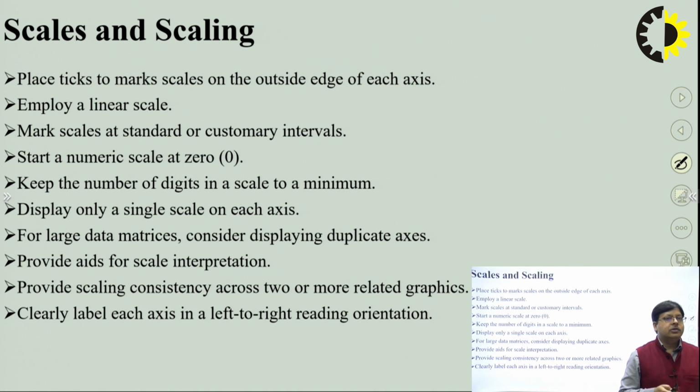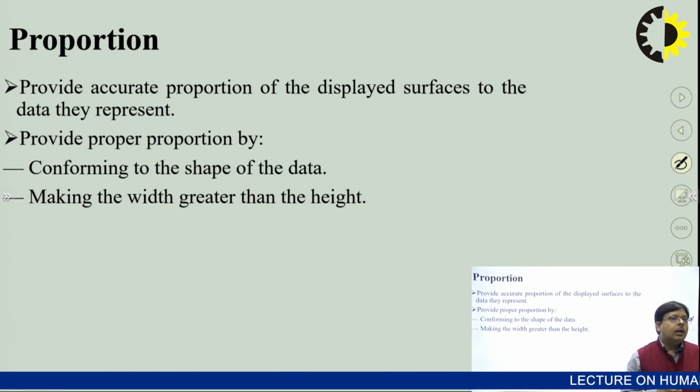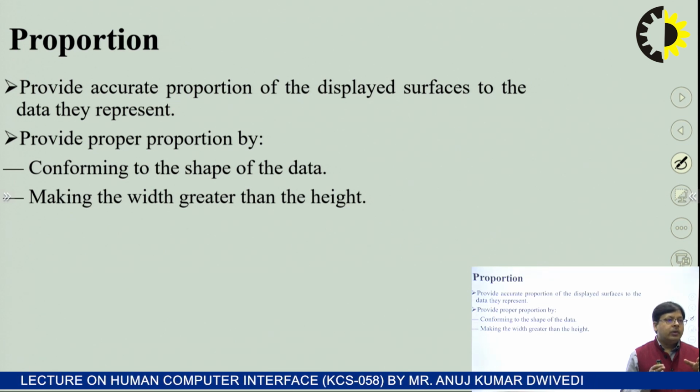Now, how to use scale and scaling, and how to select proportion in the data. Provide accurate proportion of the displayed surface to the data they represent. Provide proper proportion by conforming to the shape of the data, making the width greater than the height. So when you are deciding the proportion, keep in mind that your data must be displayed widely and not in the form of height.